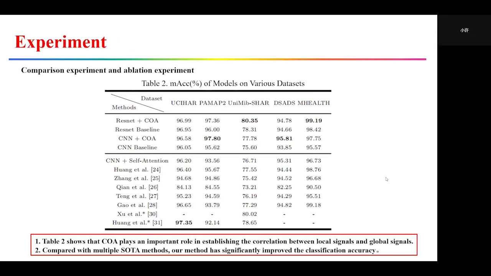In this slide, we will introduce the comparison experiment and application experiment. Firstly, Table 2 shows that COA plays an important role in establishing the correlation between local signals and global signals. Secondly, compared with multiple other methods, our method has significantly improved the classification accuracy.